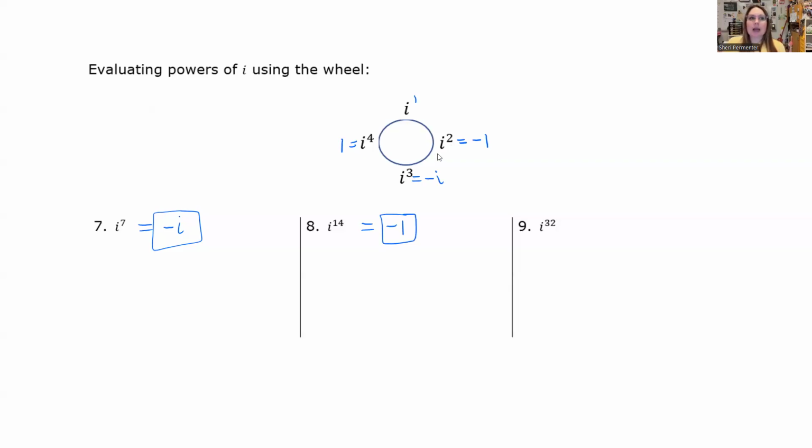All right, again, I'm going to be smart. I'm not going to start all the way over at 1. 14 is a lot closer to 32. So I'm going to start right here. I know that this is i to the 14th. 15, 16, 17, 18, 19, 20, 21, 22, 23, 24, 25, 26, 27, 28, 29, 30, 31, 32. i to the 32nd power is 1.